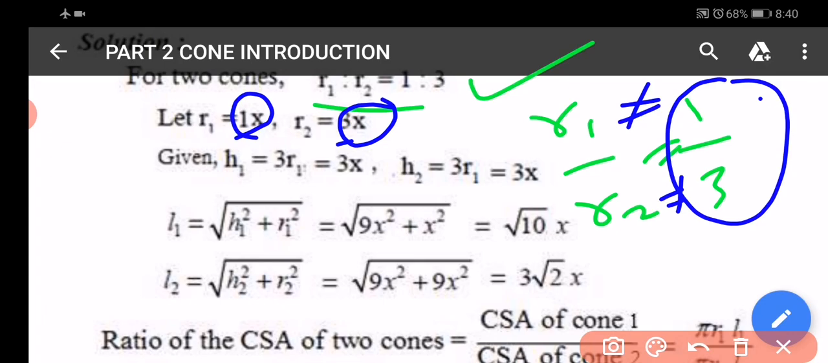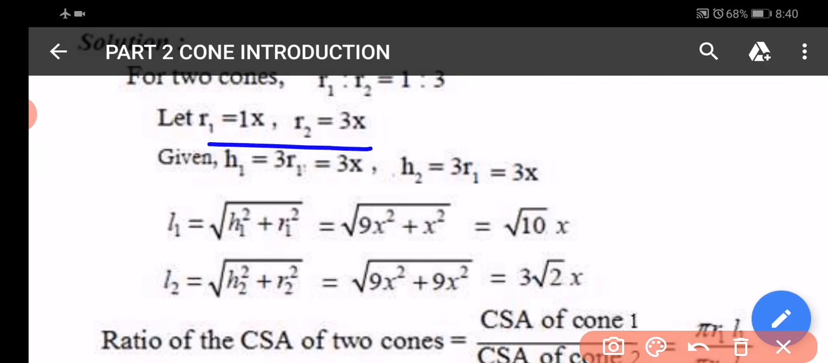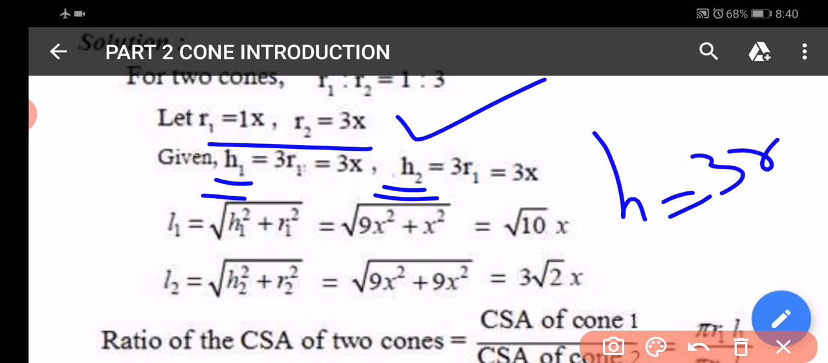So that means r1 equal to 1 centimeter, r2 equal to 3 centimeter is not correct. So let r1 equal to 1x and r2 equal to 3x. And now to find h1 and h2. So h equal to 3 times its radius. That means h1 equal to 3 times the radius of the first cone. So h1, the height of the first cone, equal to 3 times the radius of the first cone. But h1 equal to 3 r1. So r1 is equal to x. Therefore h1 equal to 3x.